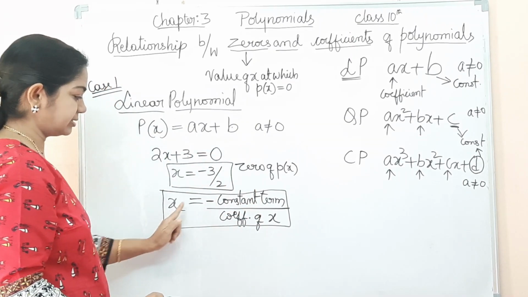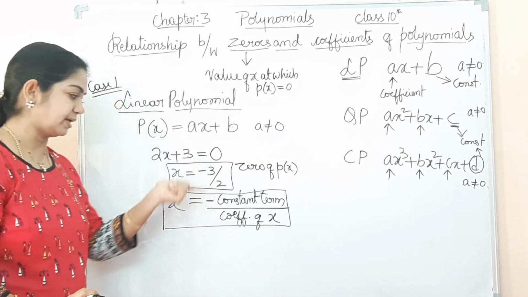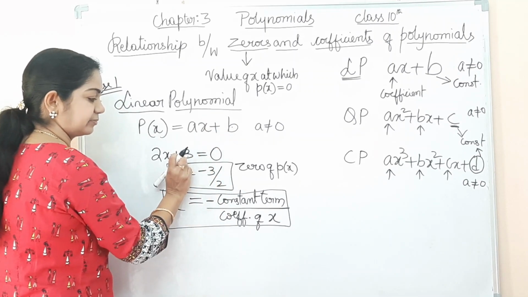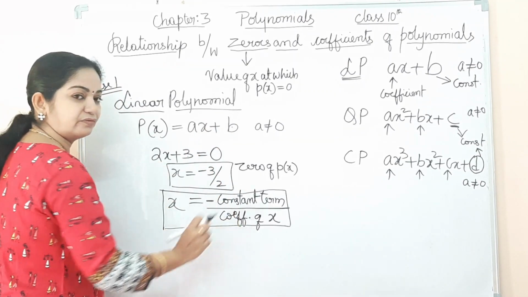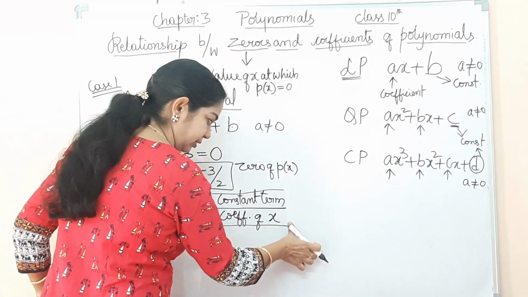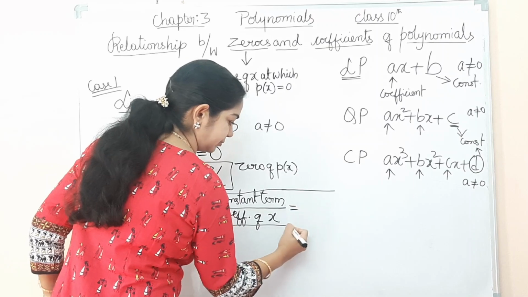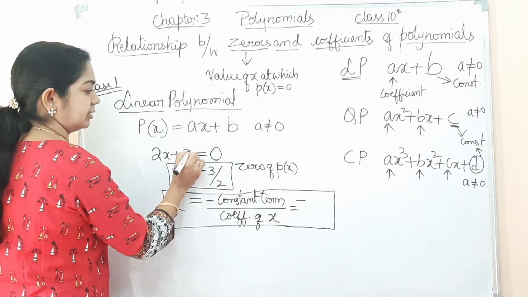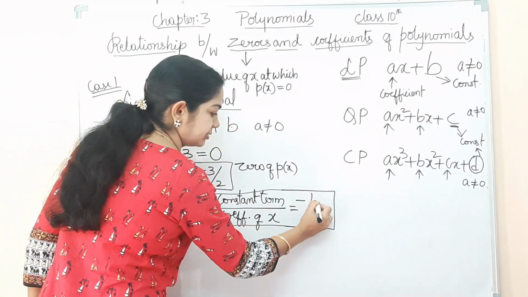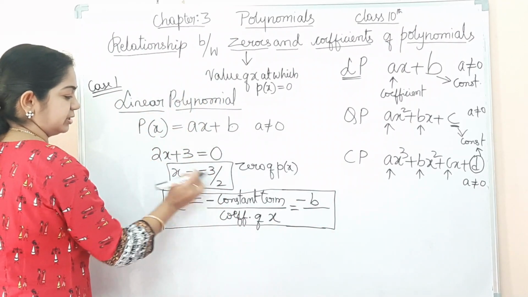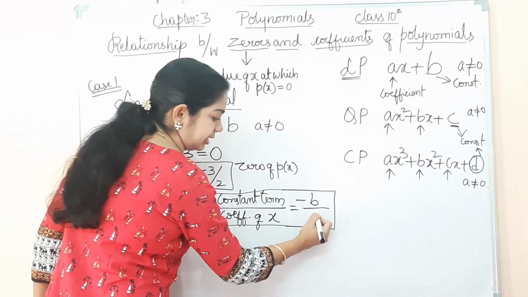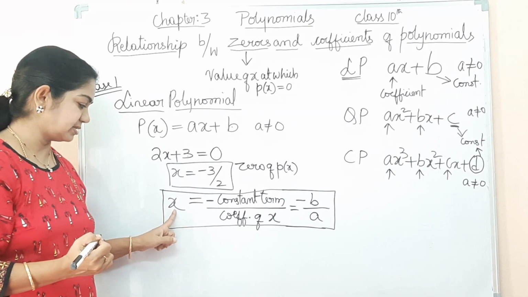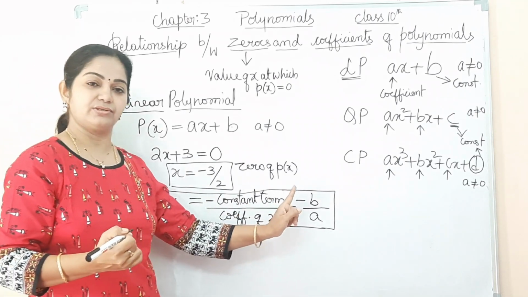Right. Here x is equal to, how did I get it? From the example itself I am telling you. I have deduced here minus 3. So minus 3 is the constant term and 2 is the coefficient of x. Also, if you write like this, I got minus 3, which when you compare with the general form is b, upon, what is 2 here? 2 is the coefficient, that is a, right. So this is the relationship between the zero and the coefficients of the polynomial.